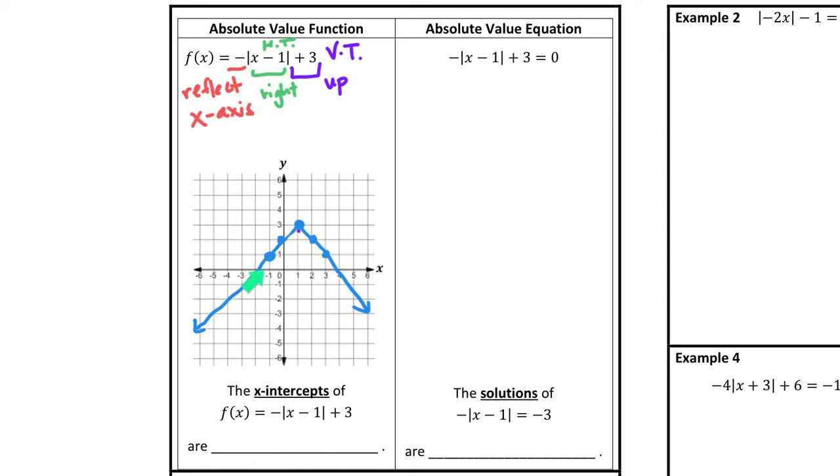So it looks like it hits at (-2, 0). Or you can also say it hits at (4, 0). So it's at (-2, 0) and (4, 0). Those are my two x-intercepts.